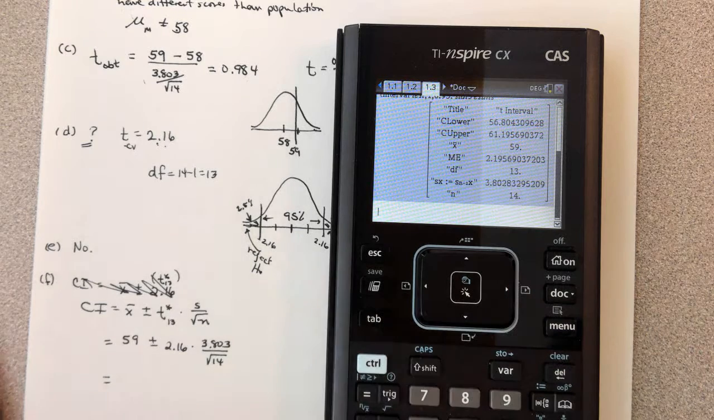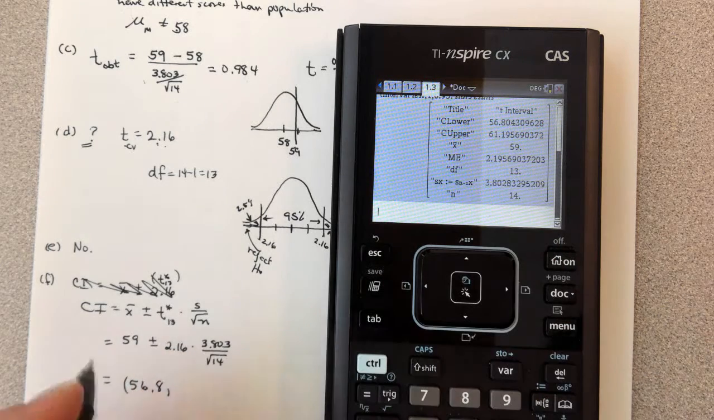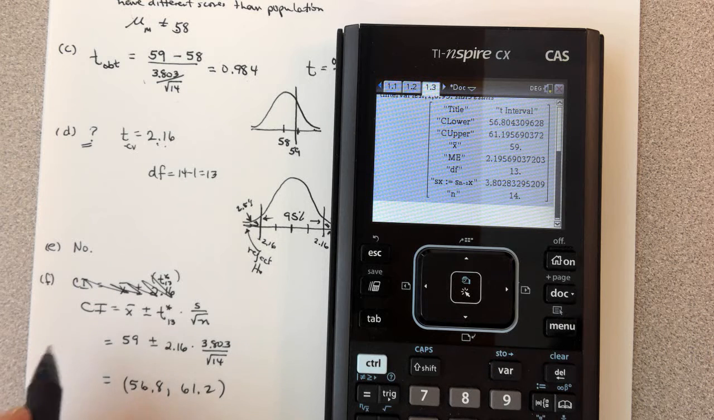And it's going to give you your lower bound of 56.8 and an upper bound of 61.2. So we're 95% confident that the average score that people who listen to classical music make on this test is between 56.8 and 61.2.